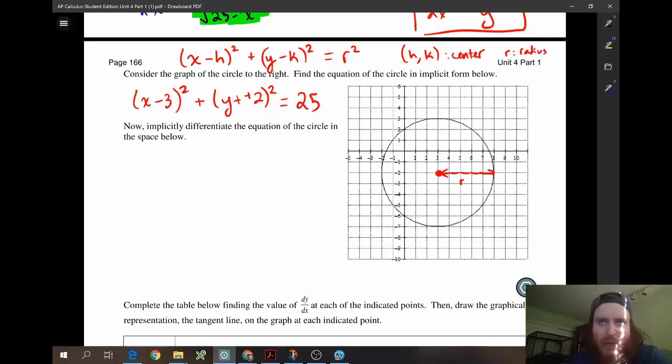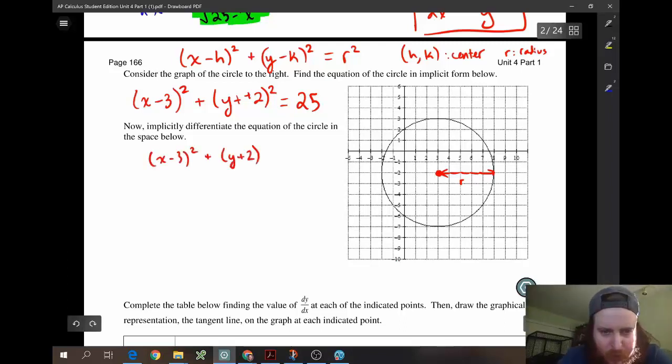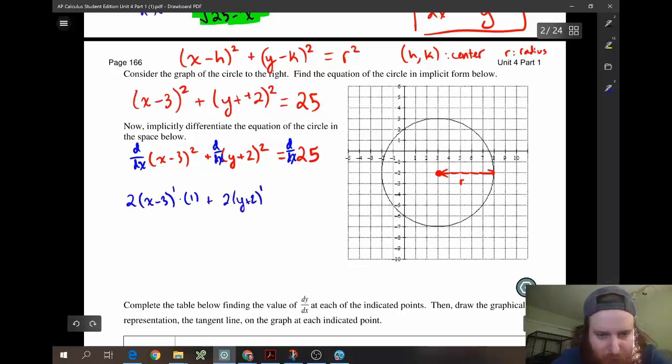Now if we wanted to implicitly take the derivative of that, what we're going to do is write x minus 3 squared plus y plus 2 squared equals 25. And then we're going to go in and write d dx for all three of these. So d dx, we're taking the derivative with respect to x of each term. Now this is chain rule, so we're going to bring the 2 down. Then times x minus 3 to the first power times the derivative inside is 1. Then plus again chain rule, 2 times y plus 2 to the first power times 1. But then we also need to do times dy dx, right?